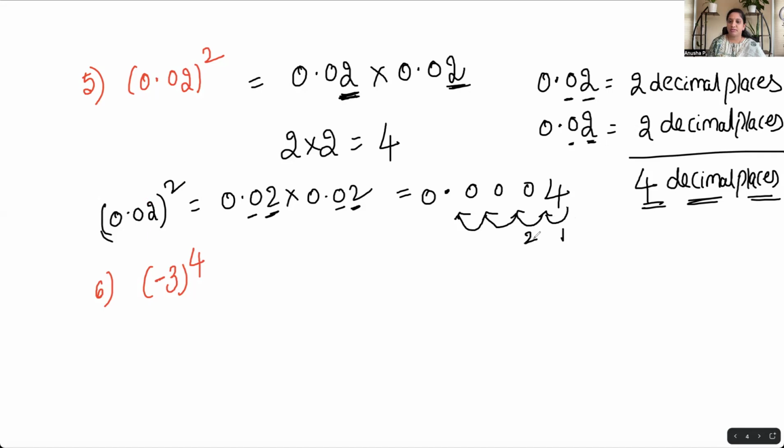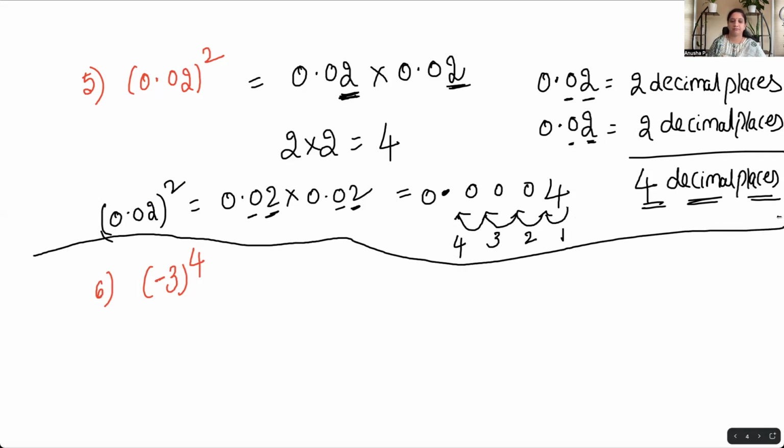This is the first jump, second jump, third jump, and the fourth jump. Okay. And you're keeping the decimal point over here. This is one question. Okay.